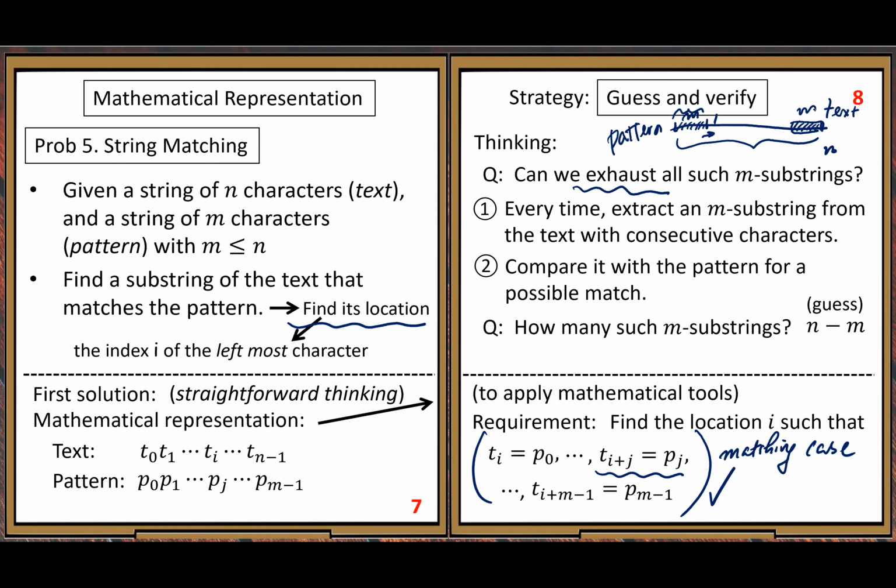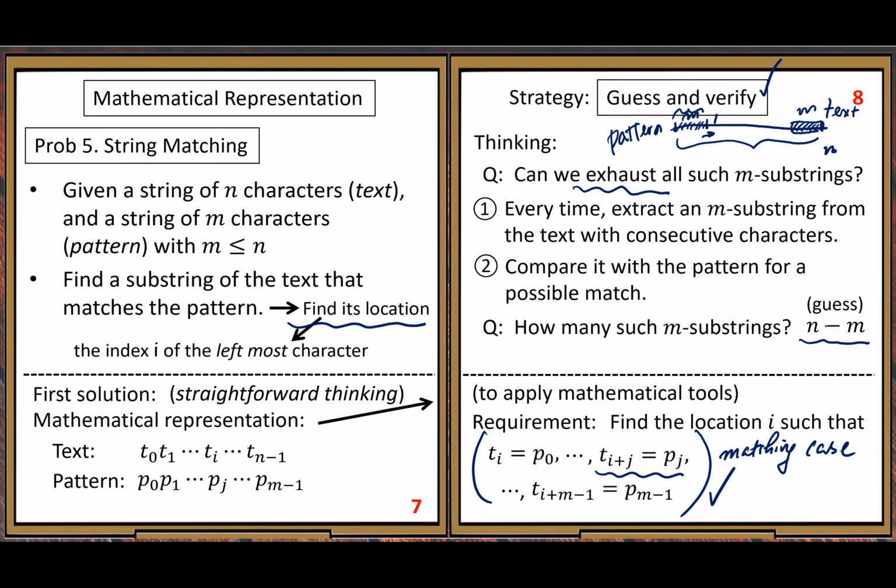Here, guess first. An obvious guess, N minus M, right? Based on our intuition. But your guess may not be correct. You need to verify it. Guess, then you need to verify it. Your guess may not be correct. Many times it's not correct. We need to fix it. How to verify it?